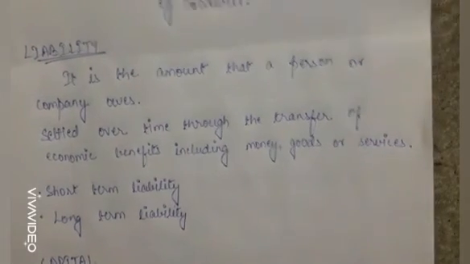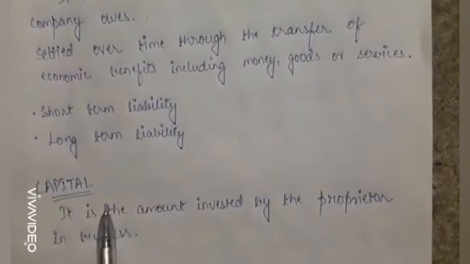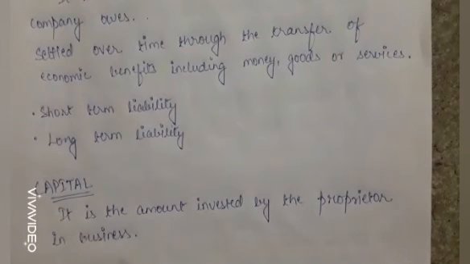Now the next topic we have taken is capital. Capital is the amount invested by the proprietor in the business. Whatever amount the proprietor or the company owner gives to the business in the starting, that is known as capital. Capital can be in the form of money, in the form of cash, and in the form of some other things also.